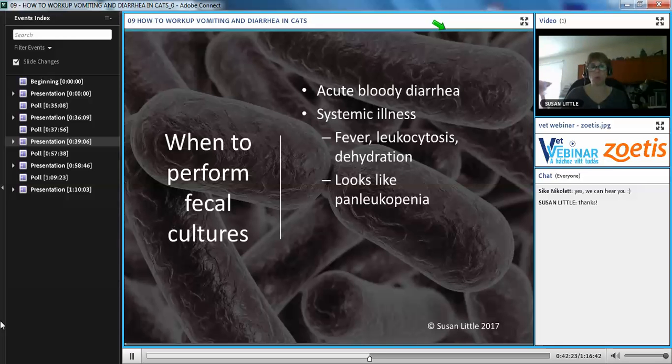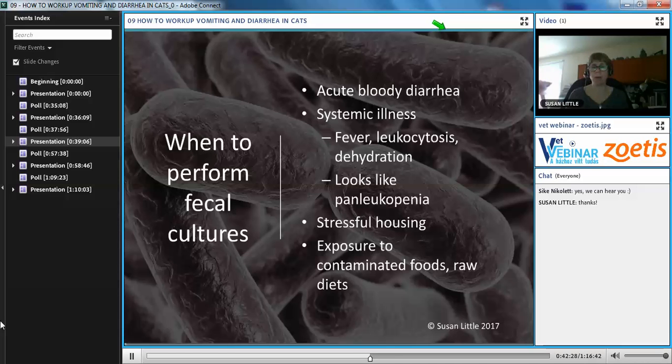And so that might be a reason why I would do a fecal culture, looking maybe for something like salmonella, for example. And these are often cats that are living in very dense populations, stressful housing, or where there's been exposure to maybe a food source that's gotten contaminated, or raw diets. So those would be situations that would prompt me to do a fecal culture. Otherwise, we don't really get useful information from fecal cultures in cats, because of course you can culture all kinds of bacteria from normal cats. So those are the situations where I tend to reserve fecal cultures in cats.